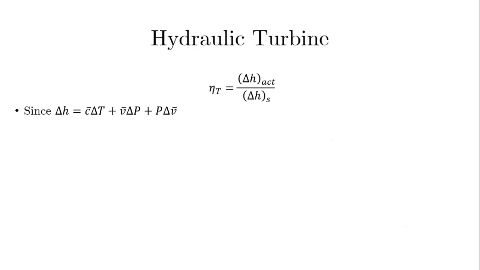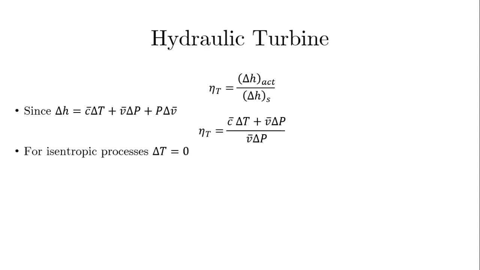So for a hydraulic turbine, you know that delta H is equal to this. And since it's hydraulic, meaning that it's got water in it, meaning it's incompressible, the delta V goes away. And so I get this. So the numerator is C delta T plus V delta P, and the denominator is V delta P. So what does it mean? For an isentropic process, we already know delta T is equal to 0, so that's why the denominator doesn't have that C delta T stuff.